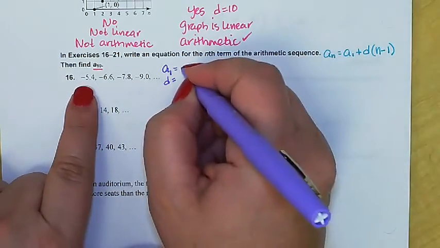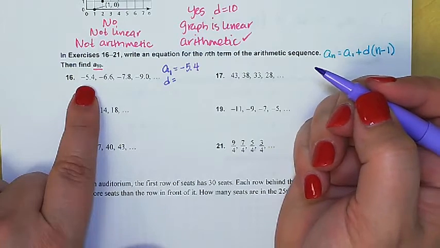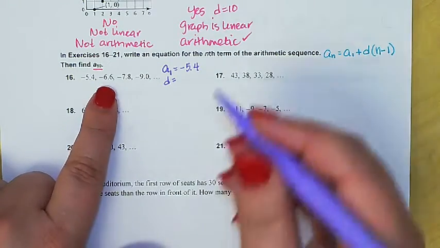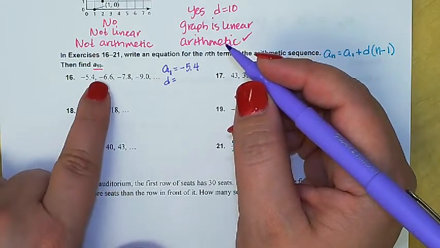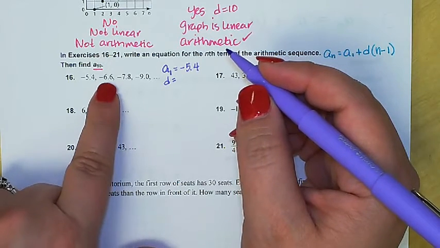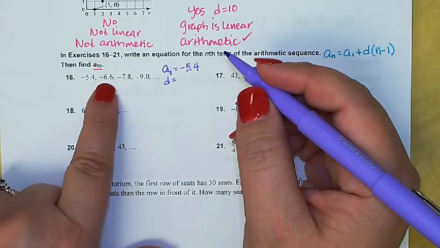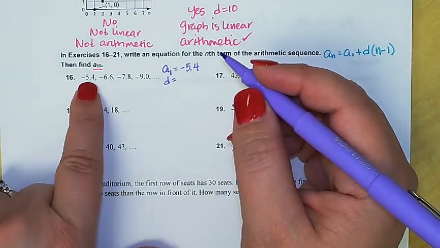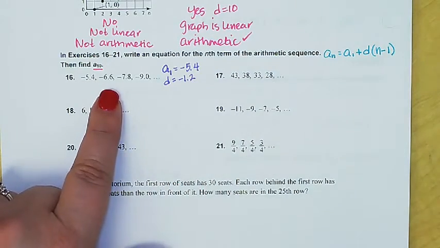So the first term is very simple. We just look at the very first term in the sequence, the number that we started on. In this case, it is negative 5.4. And then our common difference is just the difference between the new minus the previous. So if we do, for example, negative 6.6 minus a negative, which becomes a plus, negative 6.6 plus 5.5 is negative 1.2. And you are welcome to test that on a calculator just to be sure.